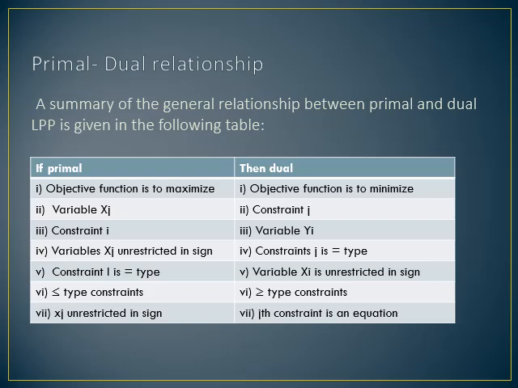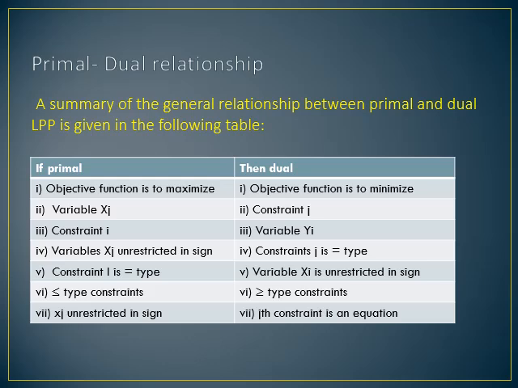A summary of the general relationship between primal and dual LPP is given in the following table. If the primal objective function is to maximize, then the dual objective function is to minimize.